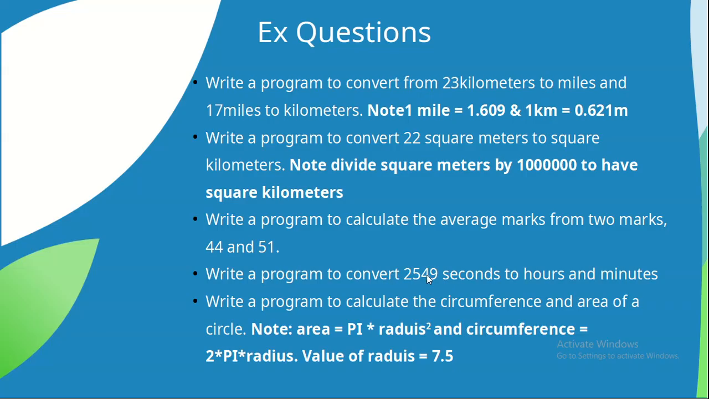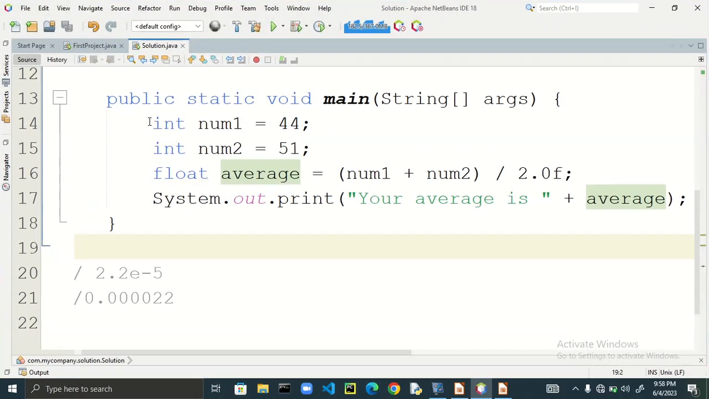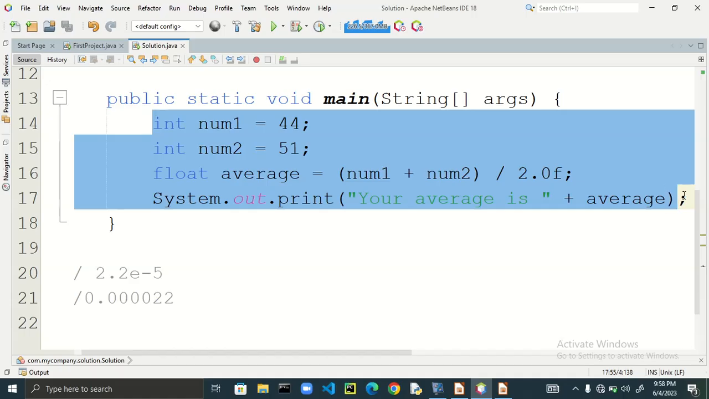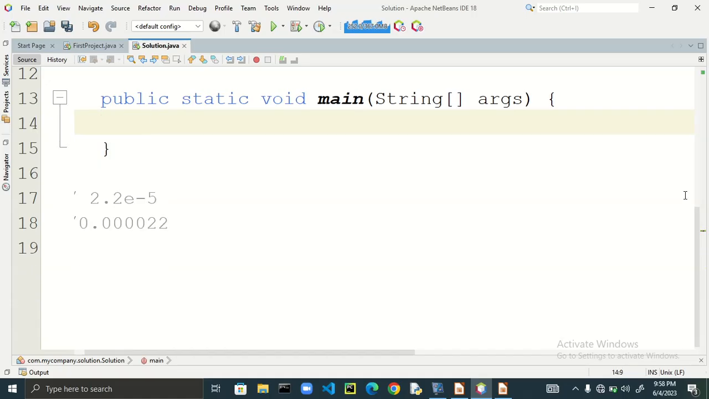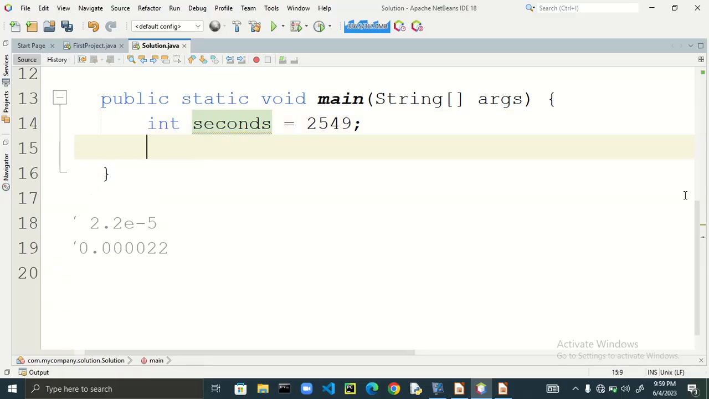So the fourth one says we should convert 2549 seconds to hours and minutes. Okay, 2549. So let me grab these out, though we would be needing them, but let me just rewrite everything over again. Let's say int seconds is equal to 2549, put your semicolon. Then now we need float, because if we try to convert this to minute, we might have decimal places.